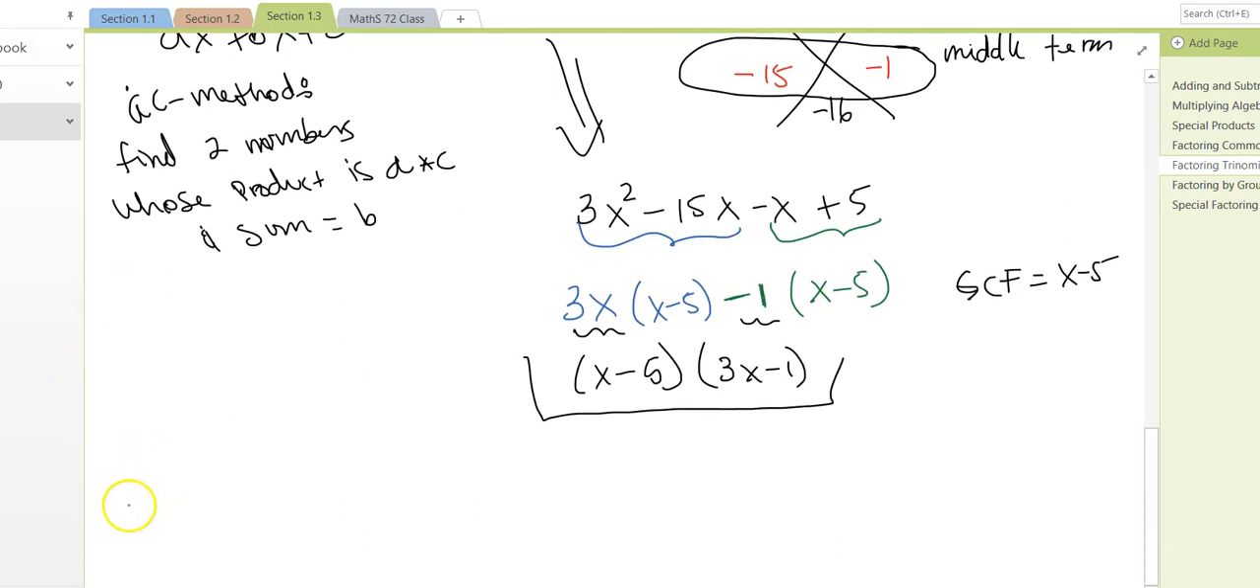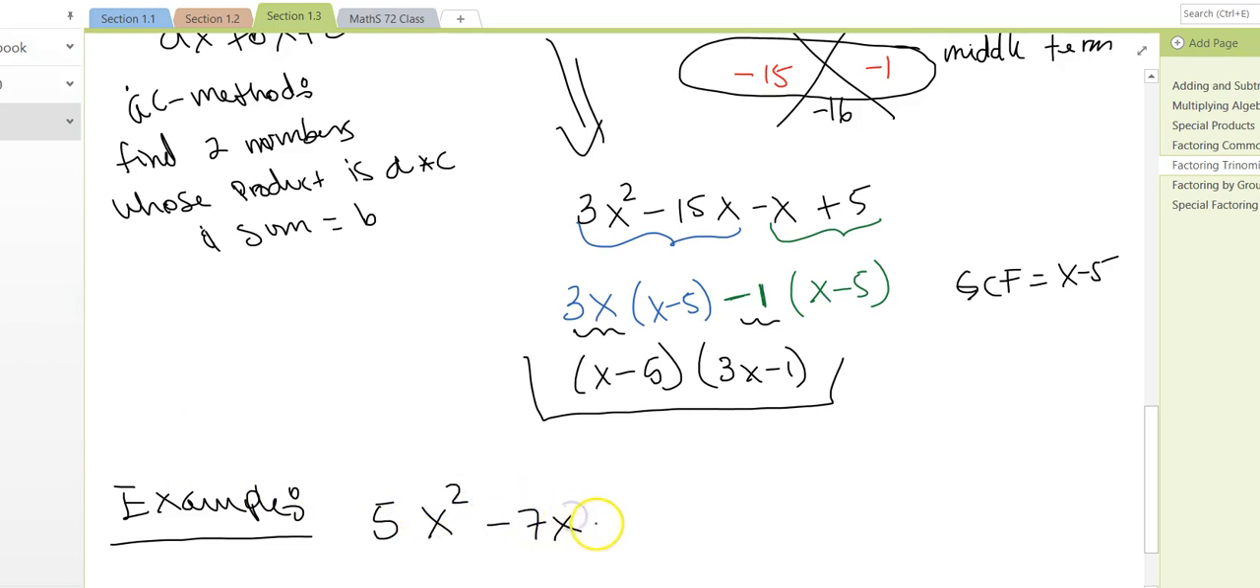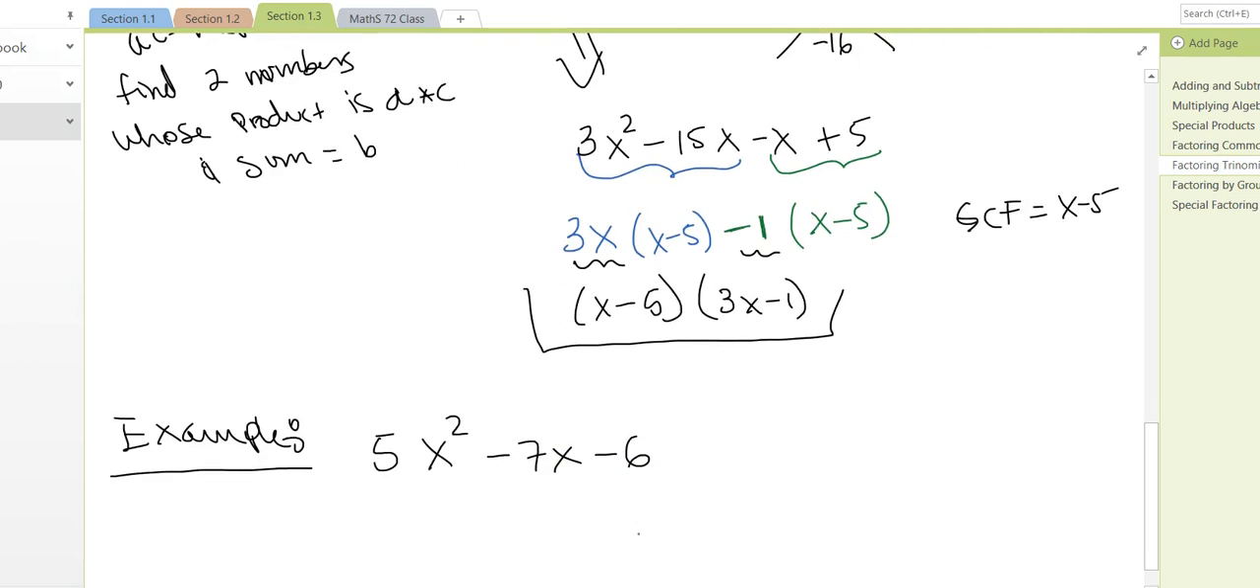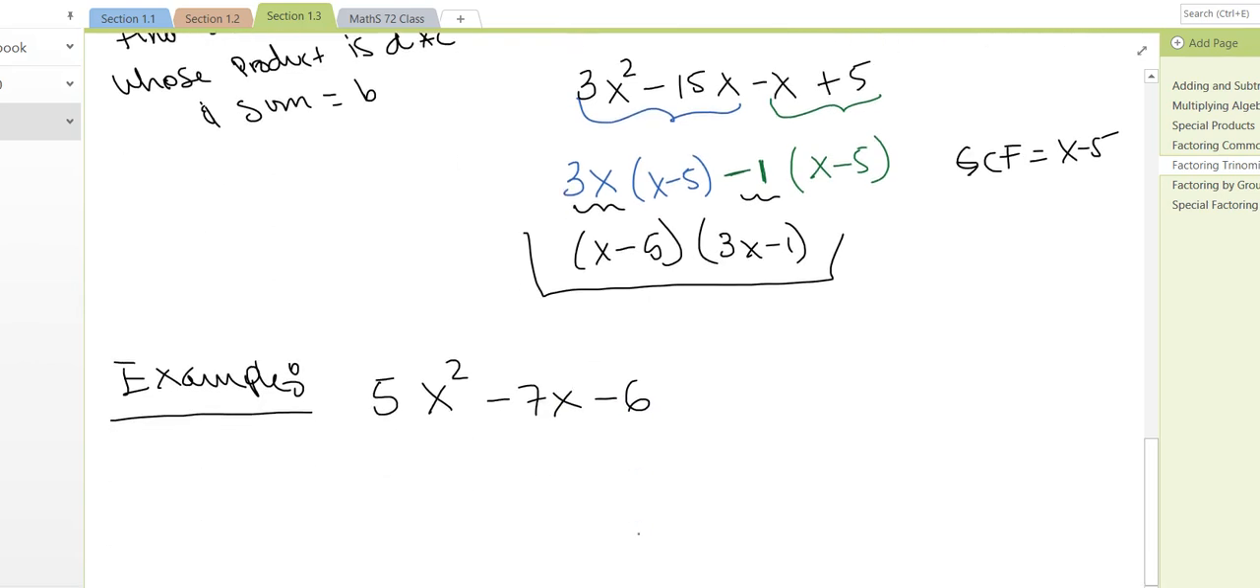And let's try one more example. And again, this is just one way of doing it. You can do trial and error, right, where you try to figure out the combinations to get 3x squared, the combinations to get 5, and see what works for the middle term. Sometimes that can take a while, and so I tend to prefer this method because I know it's always going to work. So in this case, look at your coefficient of 5.